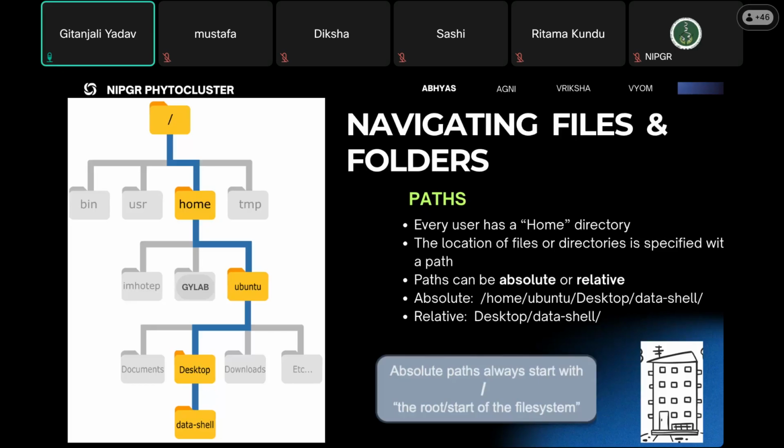The root or start of the file system is like the door to a building, which I've shown on the right side in a little picture. So there's a door to the building, which is your root. And from the root, you can go to the first room, the second room, the top floor, the kitchen, the bath, the study, wherever you want to go, the balcony, and so on.